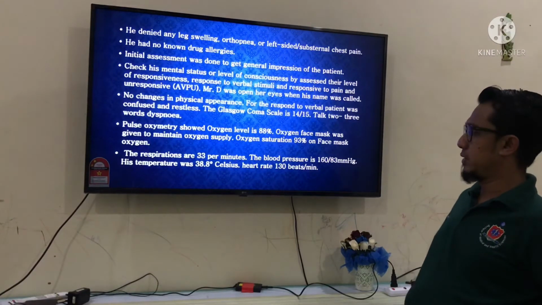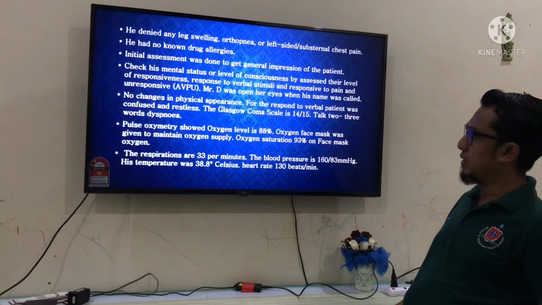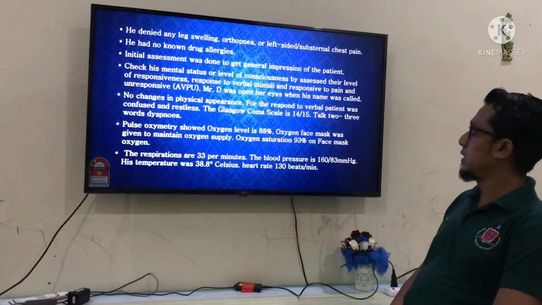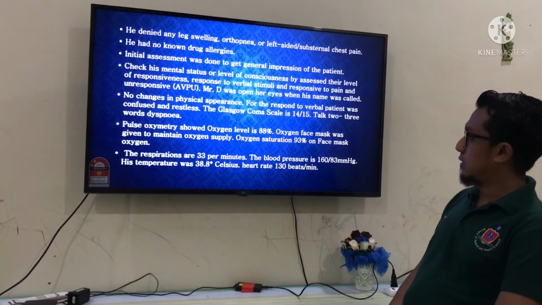Okay, pulse oximetry shows oxygen level is 88. Okay, oxygen level dia rendah juga, 88%. Oxygen face mask was given to maintain oxygen supply. Kita bagi face mask lah. Oxygen saturation 93 on face mask oxygen. Lepas tu oxygen di pick up balik 93 lah.